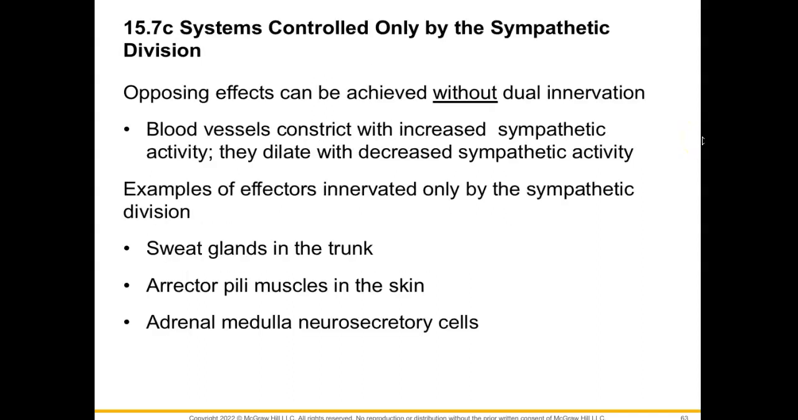And when we see opposing effects, they can be achieved without dual innervation. So we talked about our blood vessels constricting with increased sympathetic activity and dilating with decreased sympathetic activity. Some examples of effectors that are innervated only by the sympathetic division would be our sweat glands in the trunk, our erector pili muscles in the skin, and the adrenal medulla neurosecretory cells.